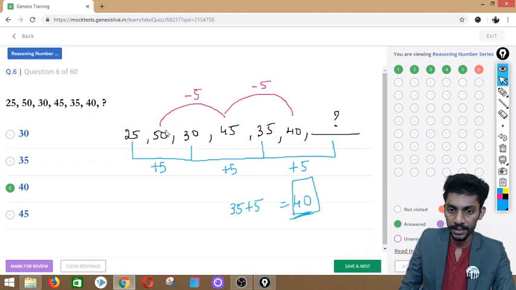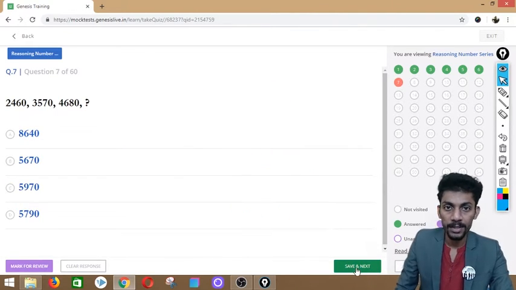Here it is plus 5, plus 5, plus 5. Above it is minus 5, minus 5, minus 5. But we need only plus 5. 35 plus 5 is 40. Yeah. Next one. Question number 7.